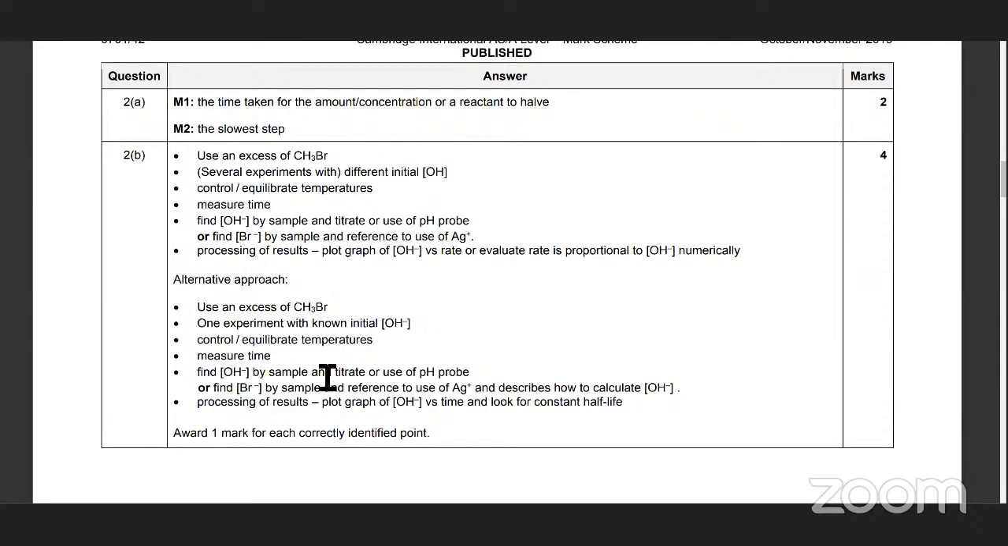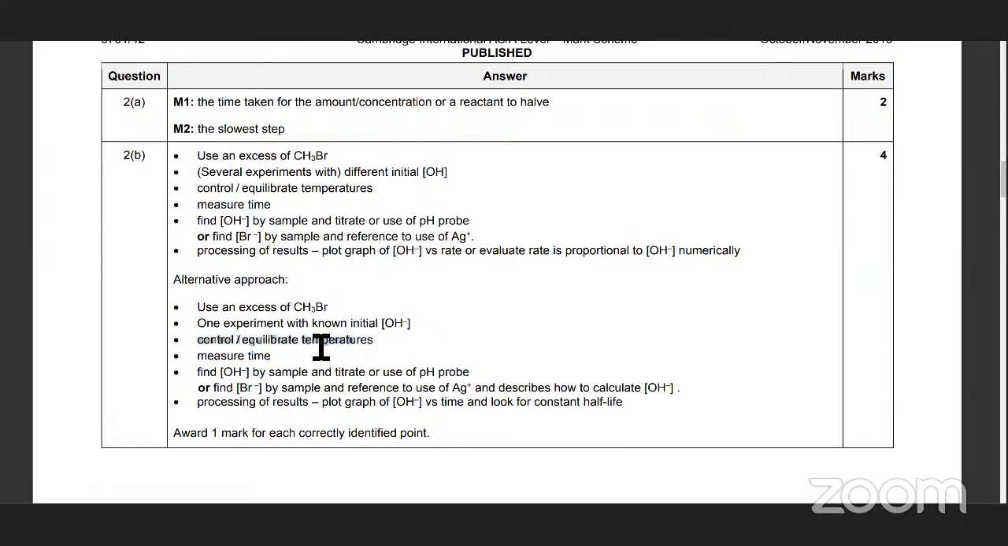How do you measure the OH ion concentration? You can either titrate or use a pH probe. So a pH meter would be fine. And using that pH meter, you can plot a graph of OH versus time and look for constant half-life, because they already told us that it was order 1. ठीक है? Is that clear? जी sir. But the only thing that was missing was control variables.